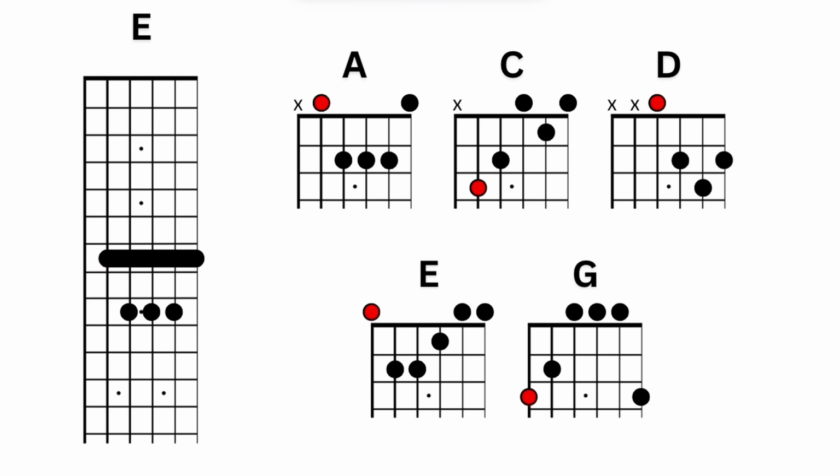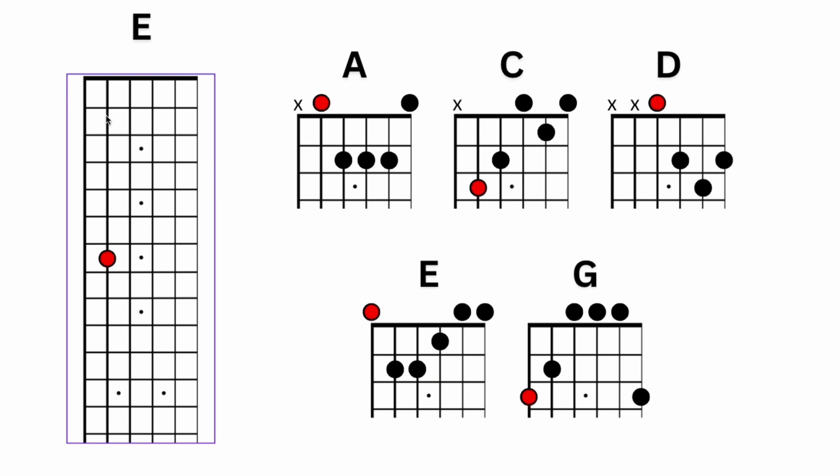But is there another way to play an E chord right in this position? Let's look at that red dot again. We know this is an E note. A, B, C, D, E. Is there another chord shape of these 5 chord shapes that has that root note on the 5th string? Check it out, this one right here.